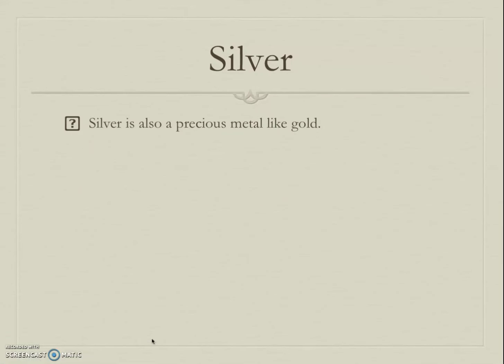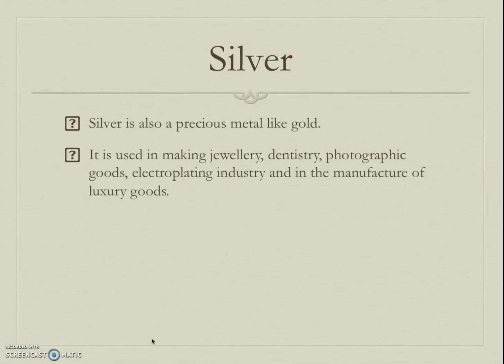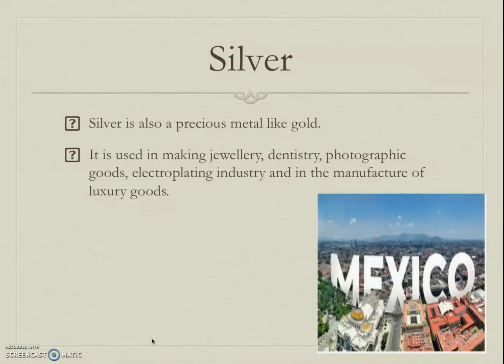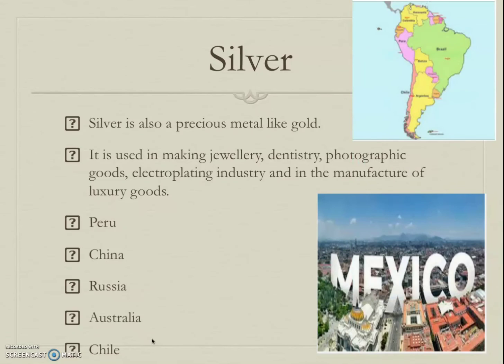Next, we are going to see about silver. Silver is also a precious metal like gold. It is used in making jewelry, dentistry, photographic goods, electroplating industries, and in the manufacturing of luxury goods. Mexico is the world's leading silver producer. Following Mexico, Peru, China, Russia, Australia, and Chile produce more silver. More than 50% of silver is found only in the South American countries.